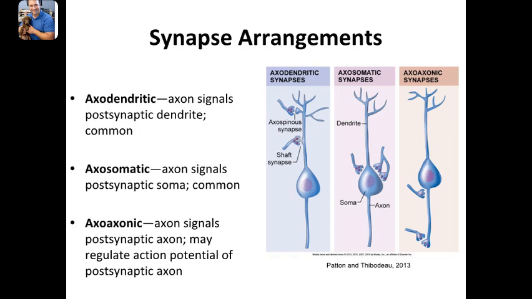Axodendritic. All right, so the one nerve is going to plug into the dendrites of another nerve. Axosomatic, hey, now we're going to plug into the cell body. Axoaxonic, we're going to have a nerve plug into another axon.